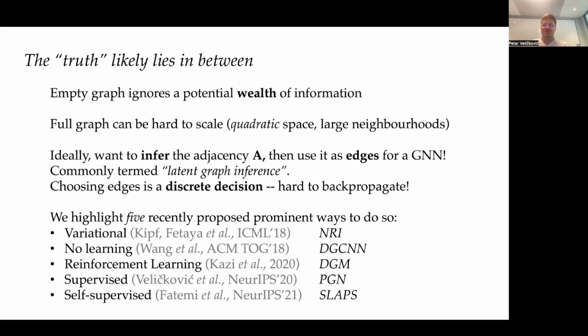Because the fully connected graph can be quite hard to scale because you have quadratic space and large neighborhoods. But the empty graph then ignores a huge wealth of information. So ideally, what we want is to infer a rigid adjacency matrix A, which is sparse, and then use that matrix as edges for a GNN. This is what we commonly term latent graph inference. And it's a very tricky area that deserves a niche of its own, because choosing edges is a fundamentally discrete decision, and it's very hard to optimize that by backpropagation.